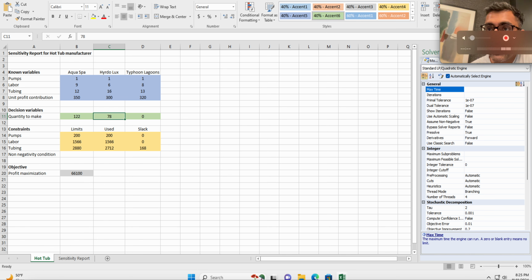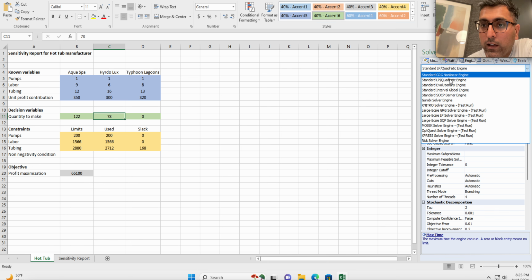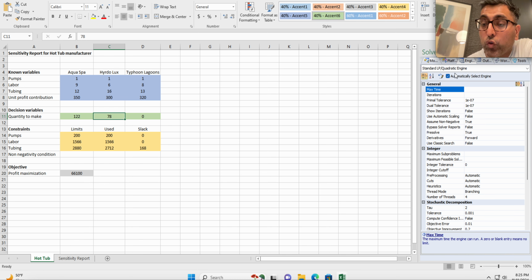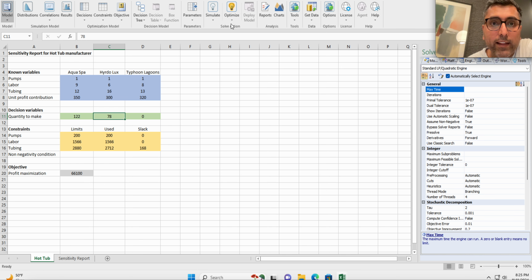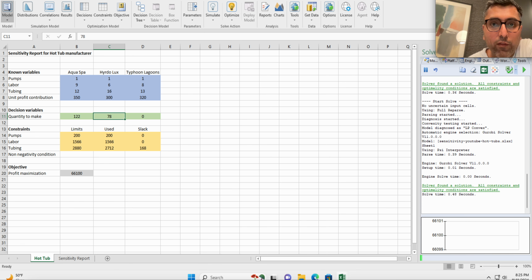And we can also tell it to use the linear programming standard LP quadratic engine to do this calculation, and we'll also tell it to use the non-negativity constraint. So when we run this optimization, if you go to Analytics Solver and then say optimize, solve complete problem, it will run this problem and give us this answer.